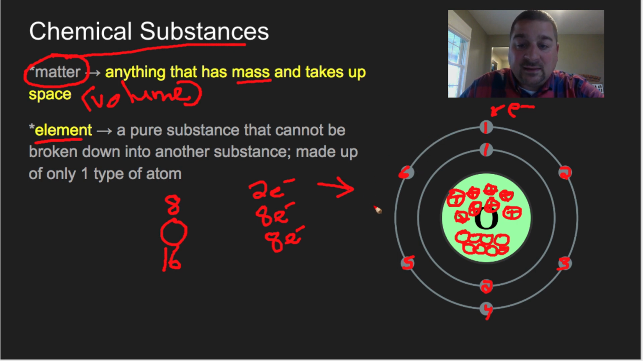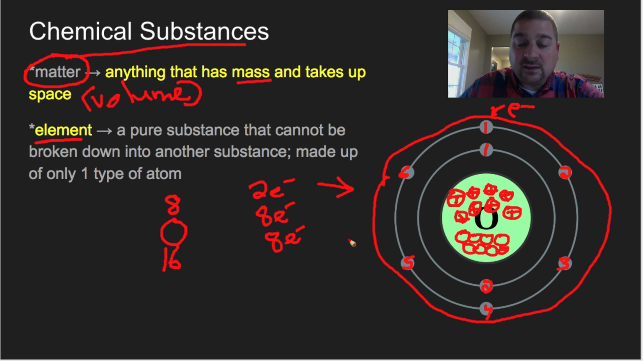Now these outer shell electrons right here, and you've learned this last year, are valence electrons, and they are important because to be stable, that outer shell or valence shell is going to have to be full: 2 if it's the first level, 8 if it's the second, and 8 for most of biology for the third level. And when we talk about bonding here in just a minute, we'll look at these valence electrons again.